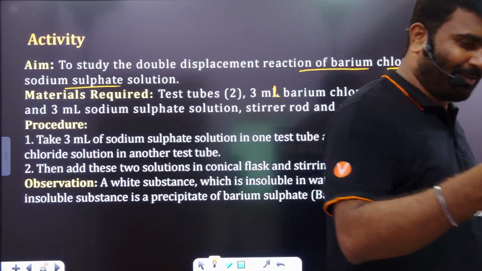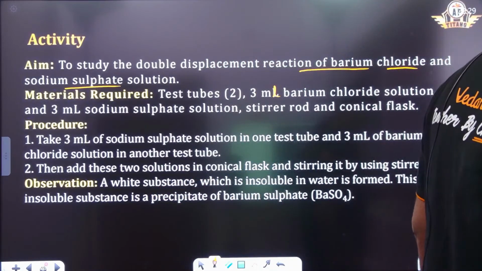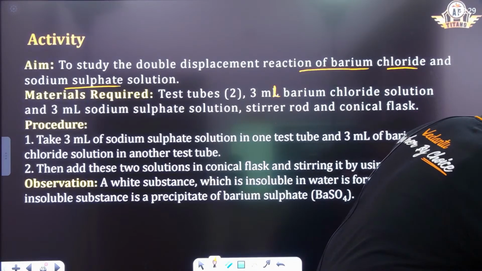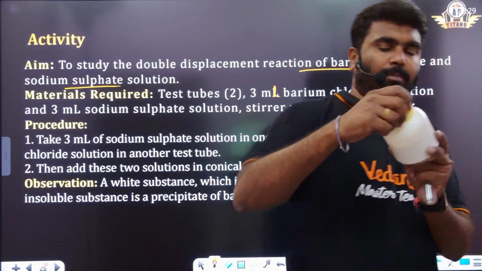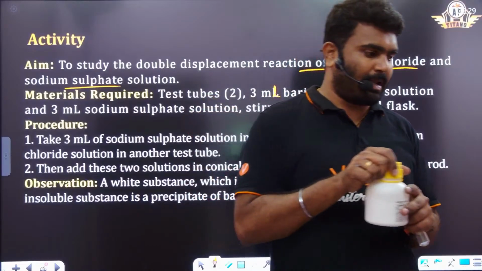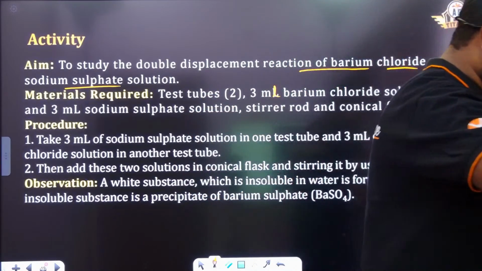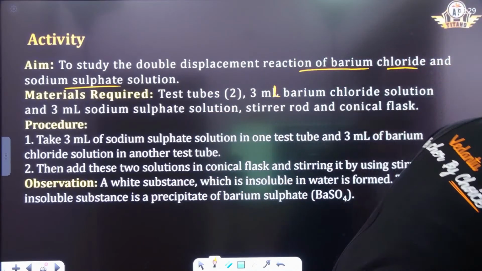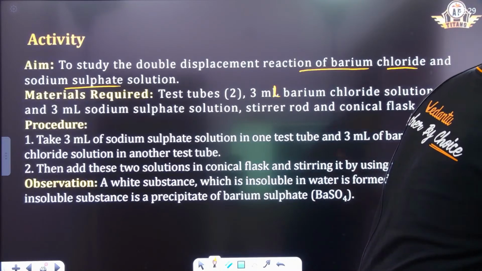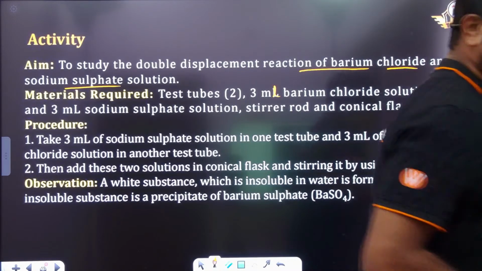Thank you, no problem. Next, what I am taking, beta, I am taking barium chloride. So here this is the barium chloride. I will be taking this barium chloride in another test tube.